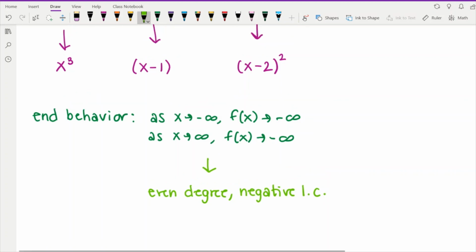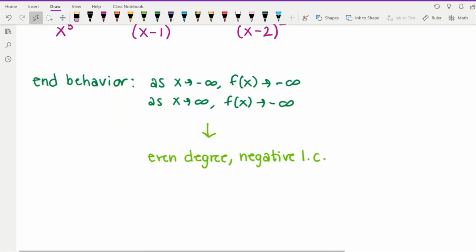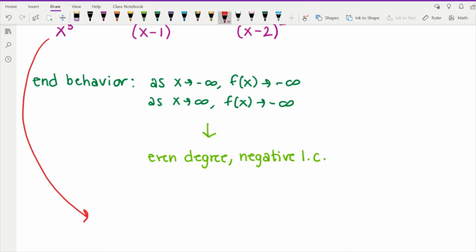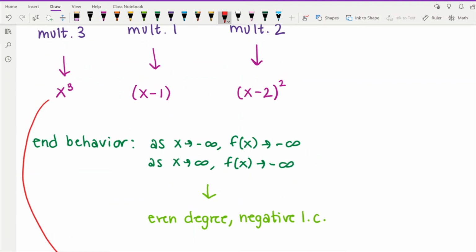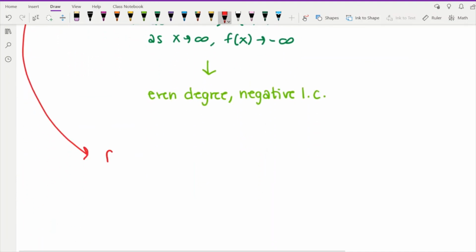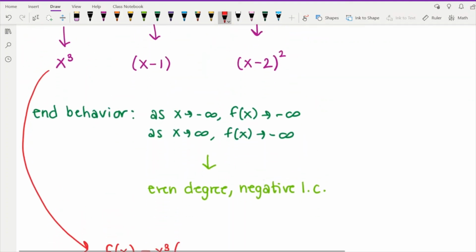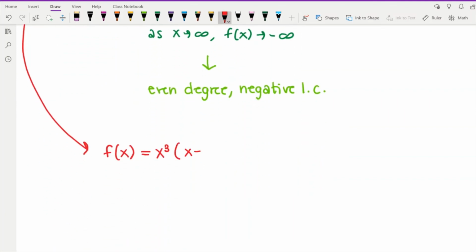Okay, so let's try to kind of put these pieces together. So first thing I'm going to do, and I'm using red as kind of a hint that this is actually going to be wrong, but we're going to try it. So I'm just going to take these three factors and put them together. So I'm going to suggest that maybe f of x is equal to x cubed times x minus 1 times x minus 2 squared. Okay, so let's check whether this would actually have an even degree and a negative leading coefficient.